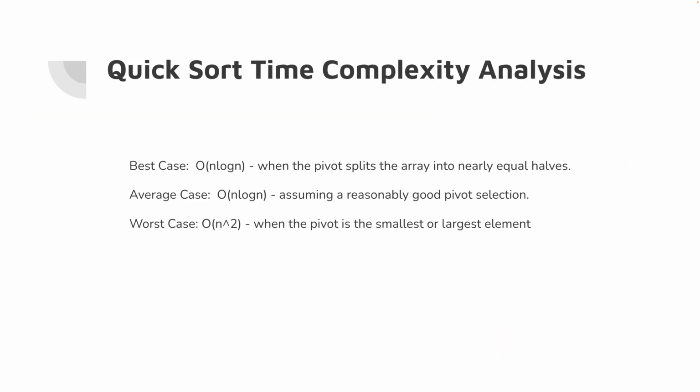Okay, let's go over the time complexity right now. So the best case, it will be n log n because you can imagine that the pivot can split the array into nearly equal halves. So it can be n times log n. And the average case will be this as well. And then the worst case is when the pivot is really small or really large. So imagine that we have like 0, 1, 1, 1, 1, 1, 1, 1, and that will be the worst case. So at that time, the time complexity will be n squared.